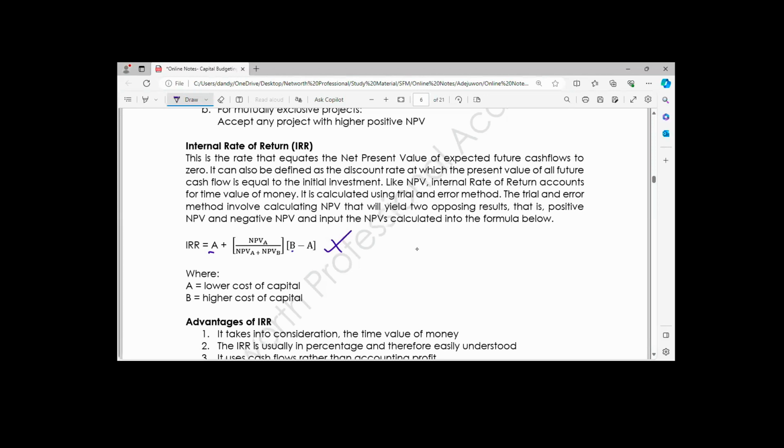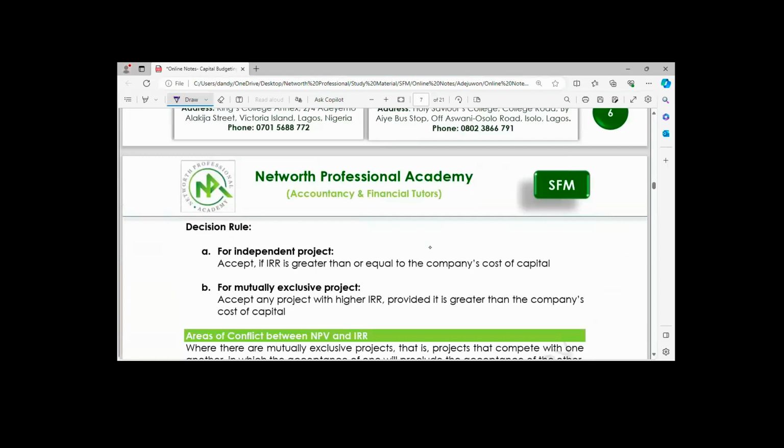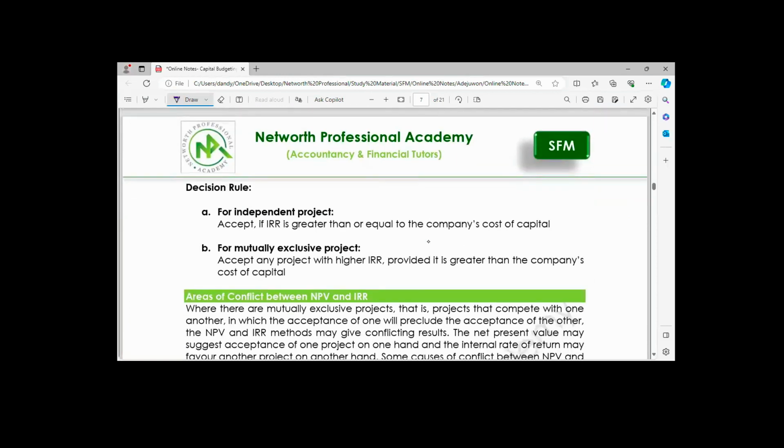B, for mutually exclusive projects, accept the project with a higher IRR, provided it is greater than the company cost of capital. So that is the decision rule under internal rate of return. For the acceptability of any project using internal rate of return, you are going to benchmark the calculated IRR with the company cost of capital.